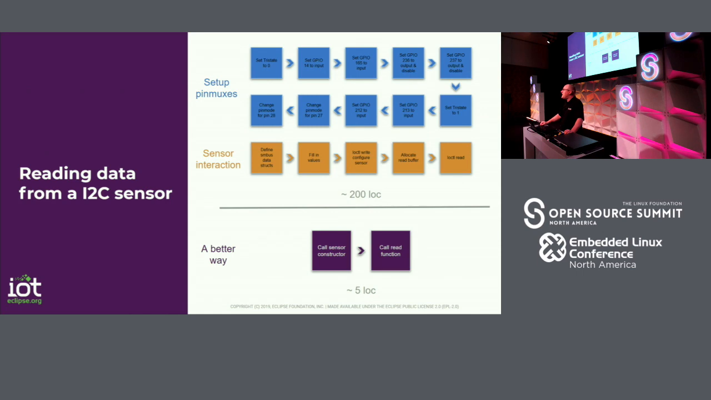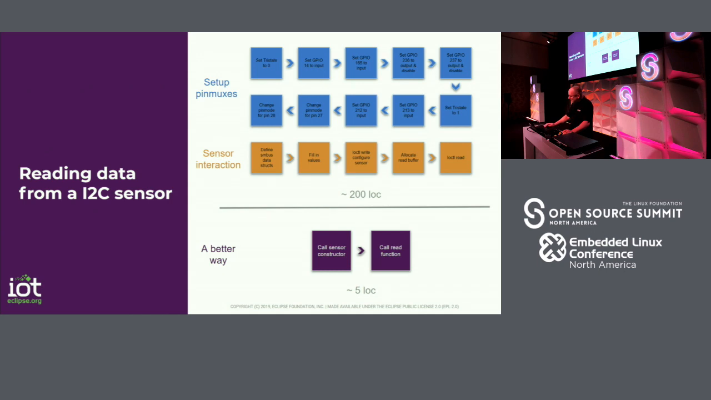And you see the detailed steps on the slide. Unless you are paid by the number of lines of code that you write, this is not necessarily a productive endeavor, right? So we think there's a better way, which is to write 5 lines of code where essentially you call a constructor for the sensor and call a read function and be done with it.